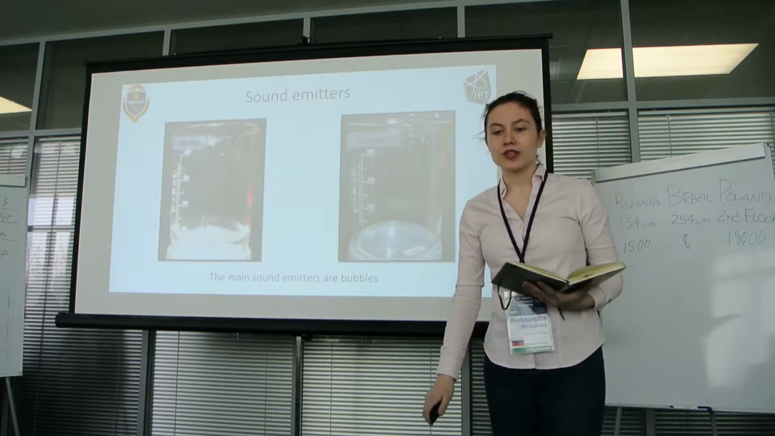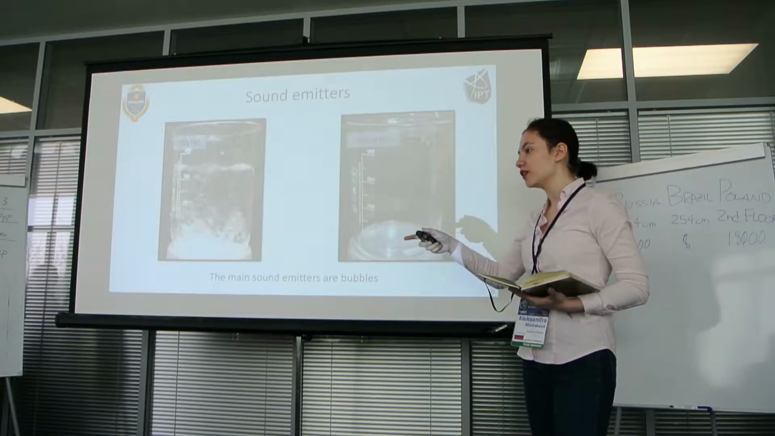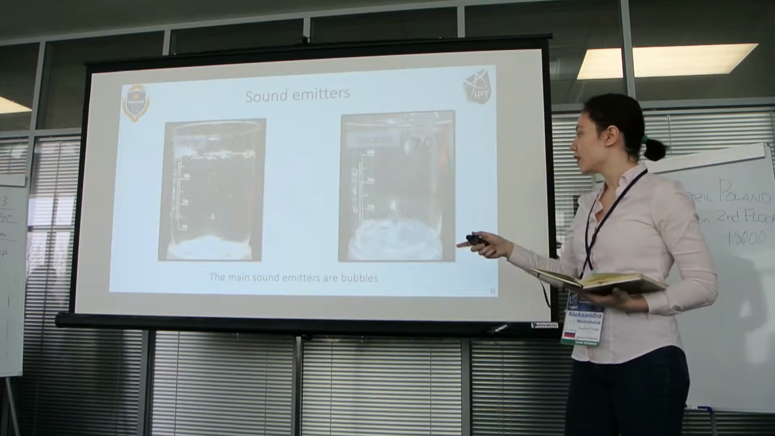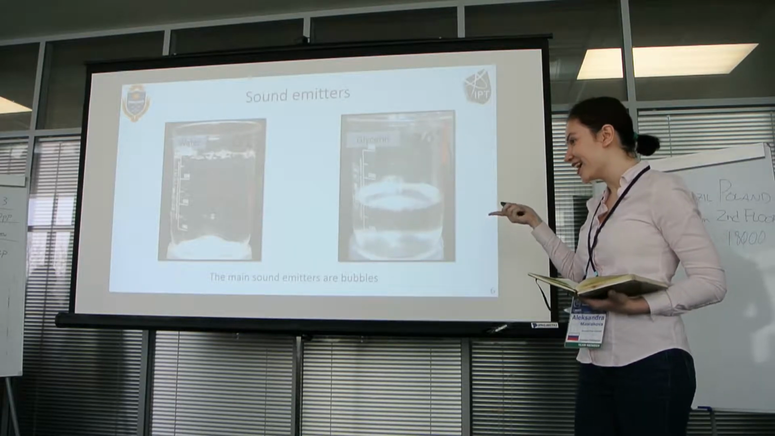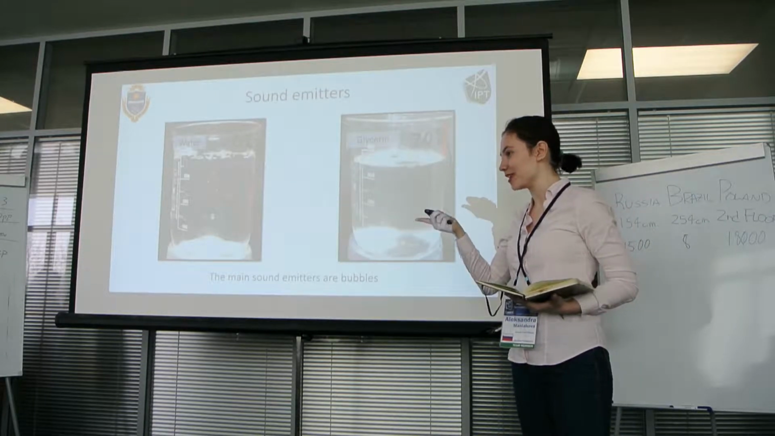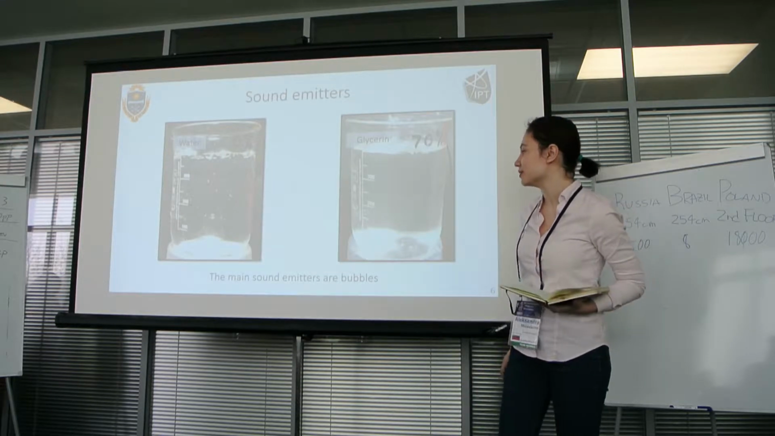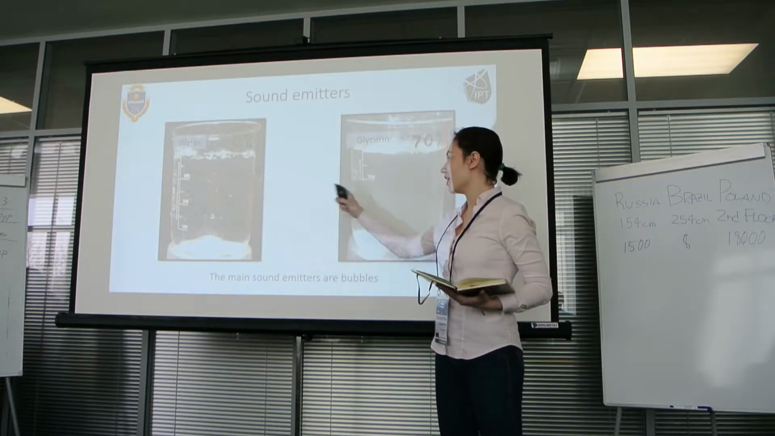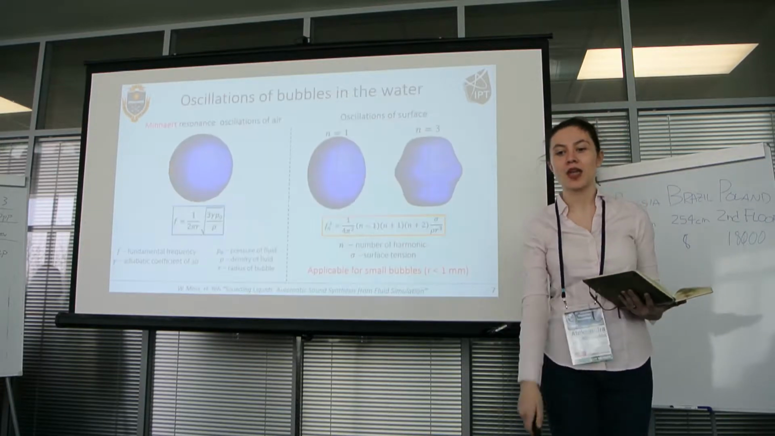So let's find out what emits the sound. This is water at 25 degrees Celsius, and this is glycerin, and we can't hear any sound. We can't hear any sound, so we conclude that the main sound emitters are the bubbles that are produced during pouring. So let's investigate their sound.